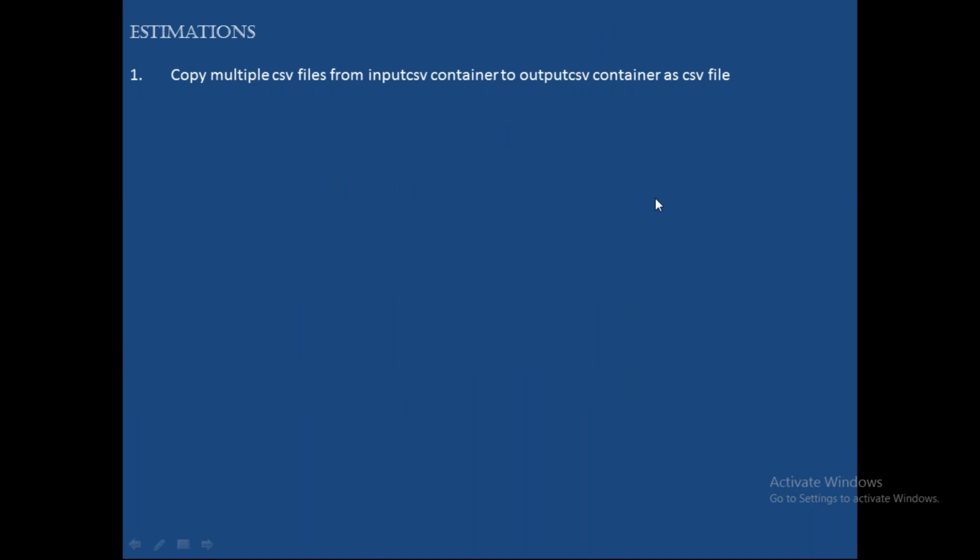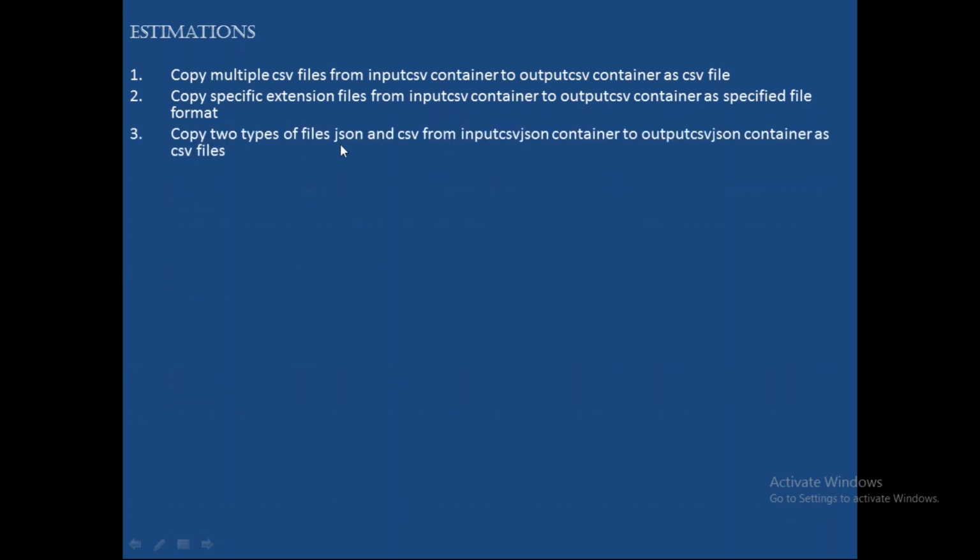Let's start with the scenarios. First one: I want to copy multiple CSV files from the input CSV container to the output CSV container as CSV files. Second scenario: copy specific extension files from the input CSV container to the output CSV container as a specified file format. Third one: copy two types of files, JSON and CSV, from the input CSV JSON container to the output CSV JSON container as CSV files.